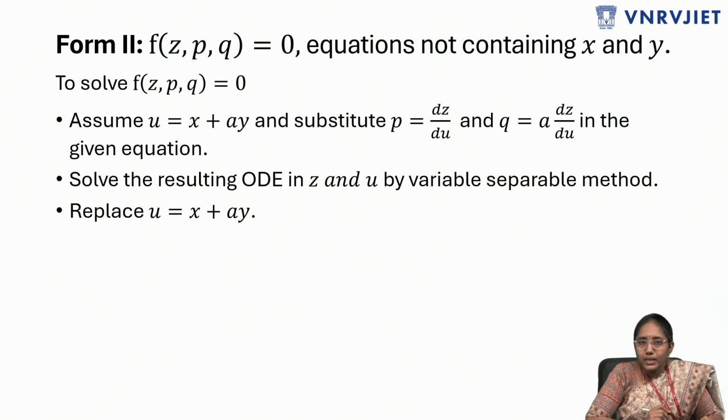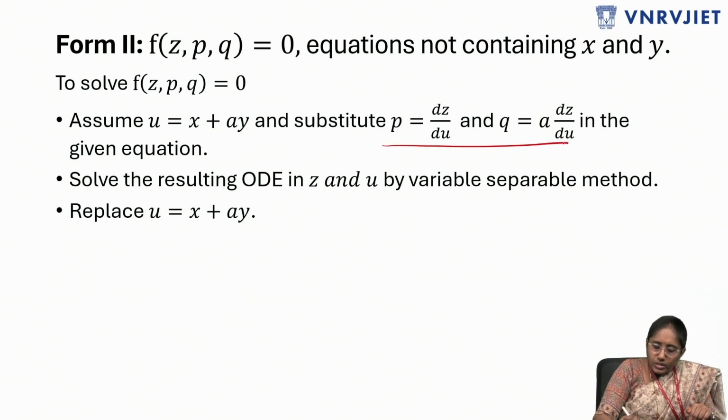If the non-linear PDE is of the form f(z, p, q) = 0, it means that the equation does not contain x and y. It has only three variables z, p, q, where p and q are the first order partial derivatives. In such a case, here also we assume the solution u = x + ay and substitute p = dz/du and q = a dz/du in the given equation.